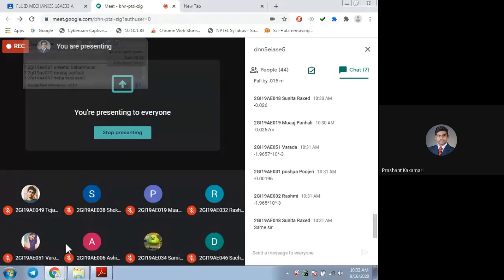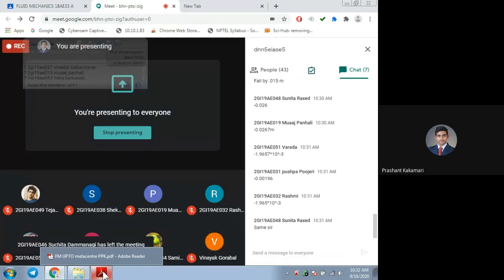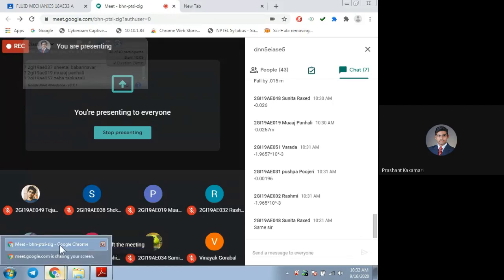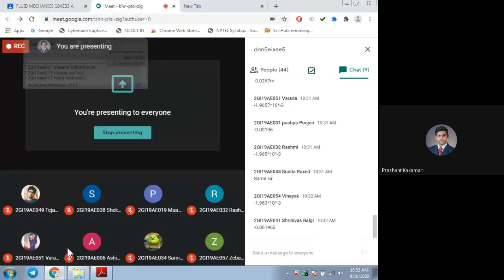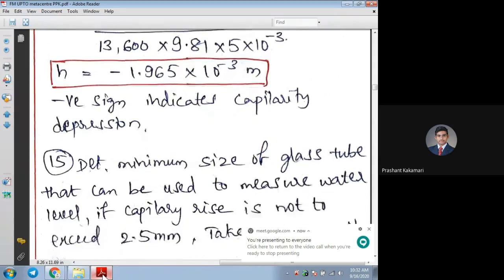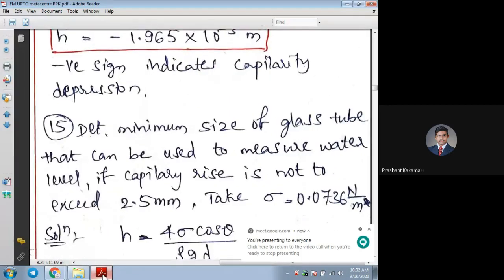Others, what about others? Please try to find out the answers. Once you practice here itself, it is enough. Okay, once you get a negative value, you can write it as it is a capillary fall, because in the question they are asking capillary rise, so you have to tell it as a capillary fall. Okay, so solve this problem by yourself.